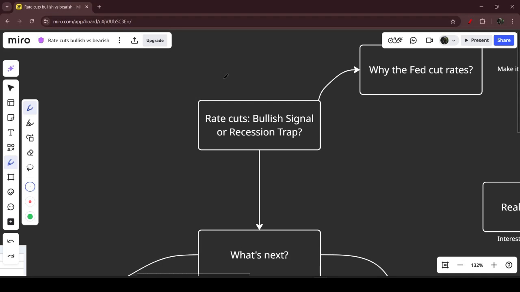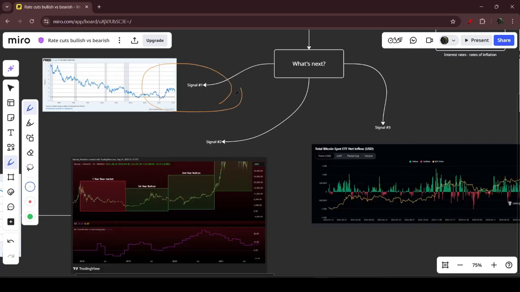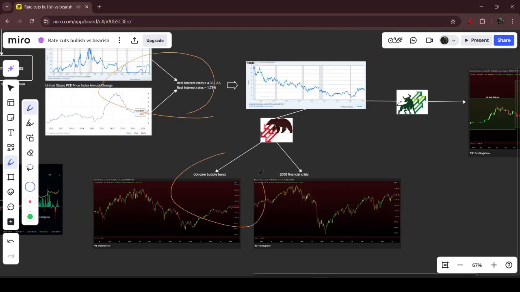Everyone says rate cuts make Bitcoin pump. The data says it depends. Today you will get the full macro playbook: 3 top signals that I use in order to know if the rate cuts are going to be bullish or bearish, charts and case studies, so you will never have to guess again.